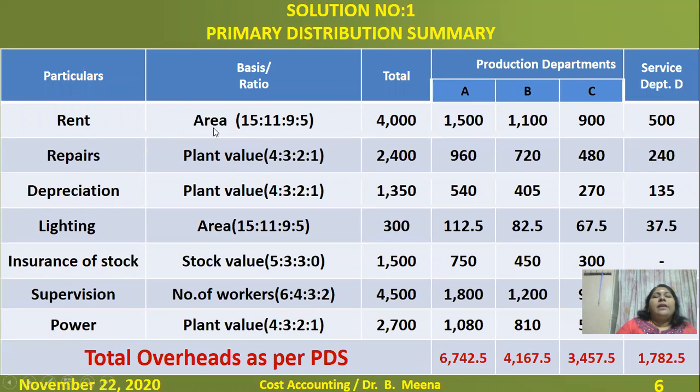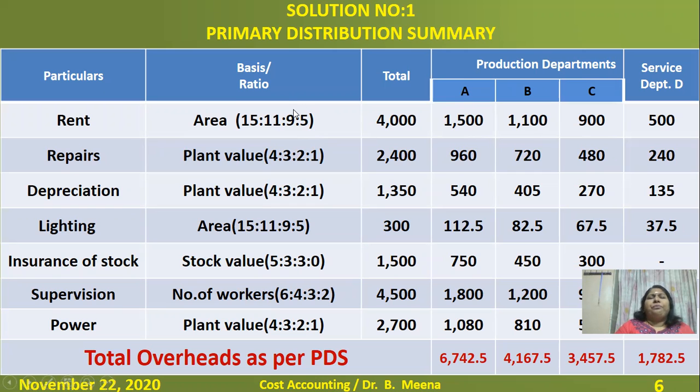Then the second column is basis. Rent will be apportioned on the basis of area. So what is the basis, what is the ratio, and what is the total of the rent? For the first item, rent, I am going to apportion the 4,000 on the basis of area. The ratio we found was 15 is to 11 is to 9 is to 5. 15 plus 11 plus 9 plus 5 gives 40. So 15 by 40, 11 by 40, 9 by 40, 5 by 40 of 4,000 gives the amounts for A, B, C, and D.